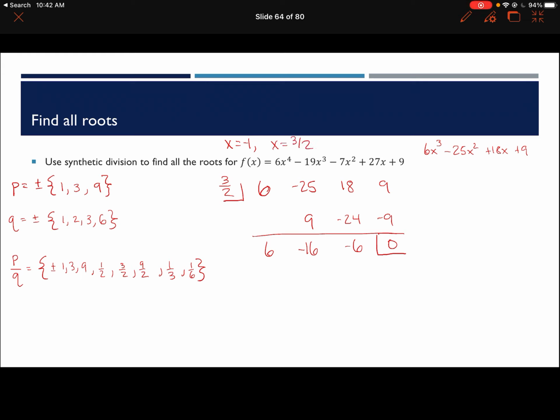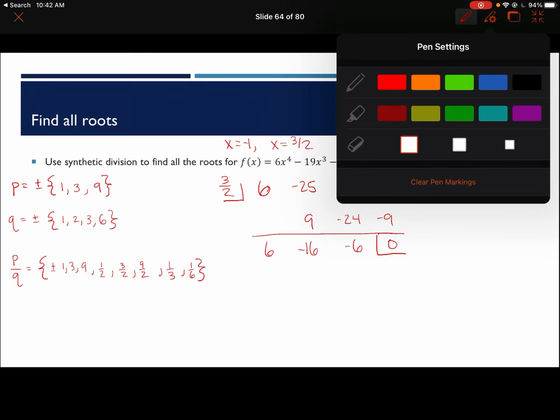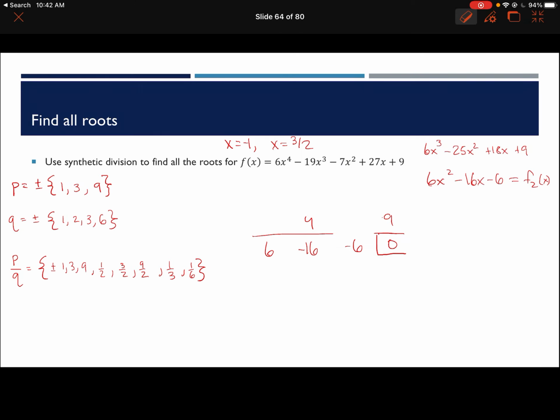And now we have this equation that is 6x squared minus 16x minus 6. We'll call that f2 of x. And so now anytime you get down to a quadratic, you can solve that one via factoring or the quadratic formula. So we had -1 and 3 halves. I'm not sure why I erased that. So it was x equals -1 and x equals 3/2. So now we have this equation 6x squared minus 16x minus 6 equals 0.